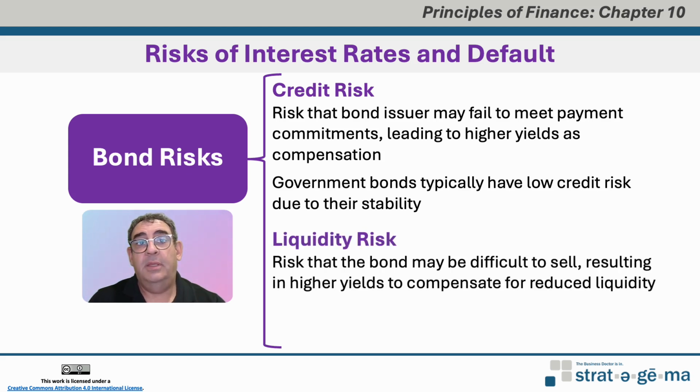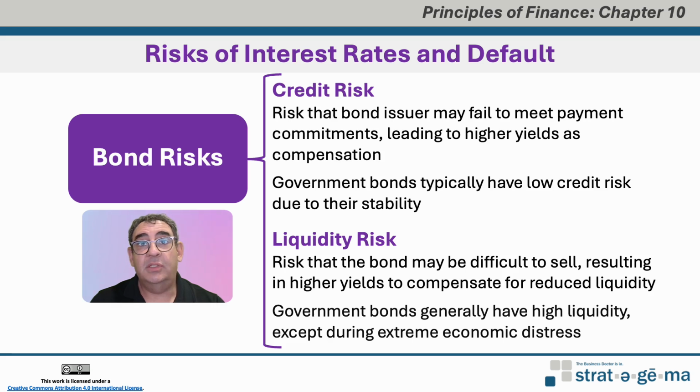The second type of risk is liquidity risk. So this is the risk that the bond may be difficult to sell, resulting in higher yields to compensate for reduced liquidity. So government bonds will typically have high liquidity except during extreme economic distress situations.